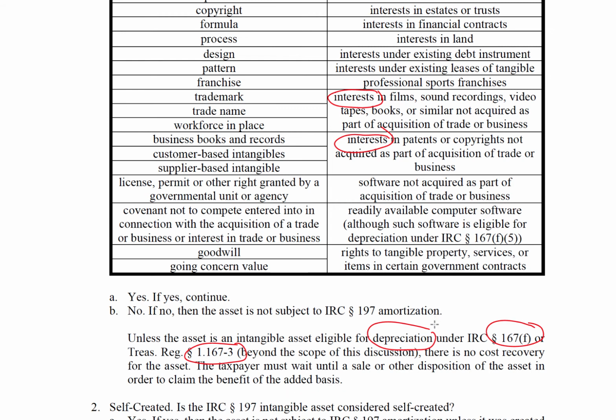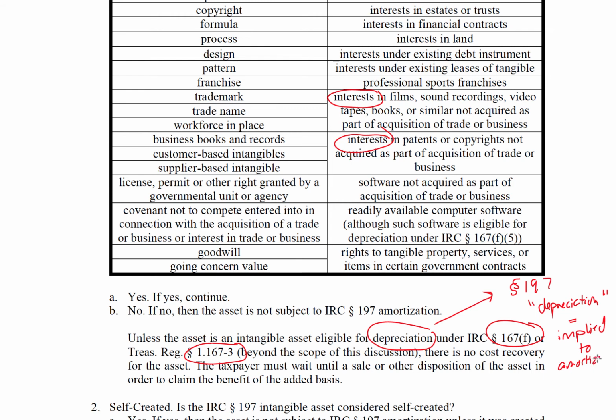Now, one thing I want to note is that depreciation, it says depreciation under the code, but there's actually a provision in Section 197 that says that throughout the Internal Revenue Code, if it says anything in general with respect to depreciation, it is implied to apply to amortization as well.